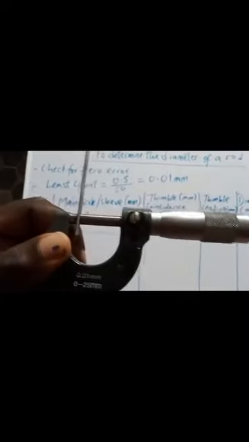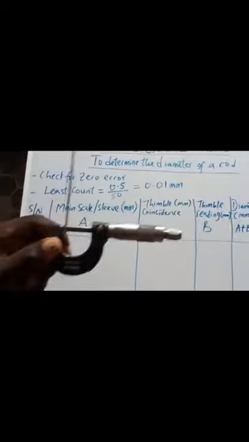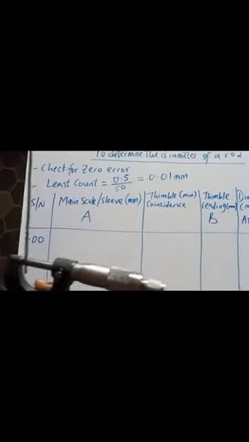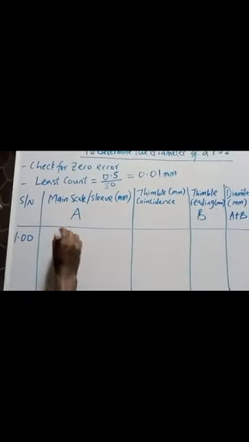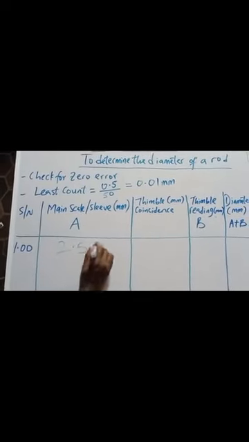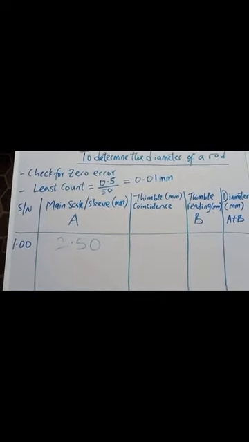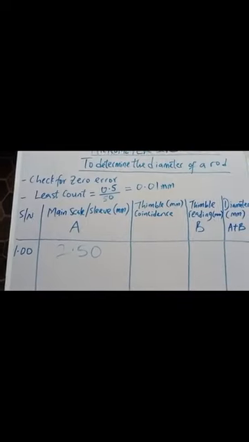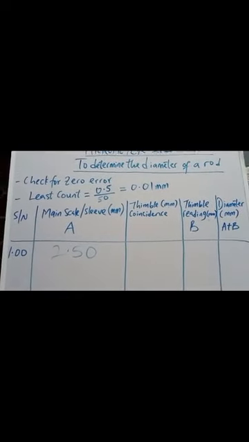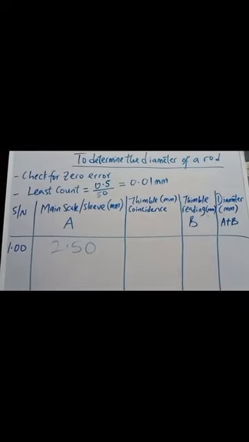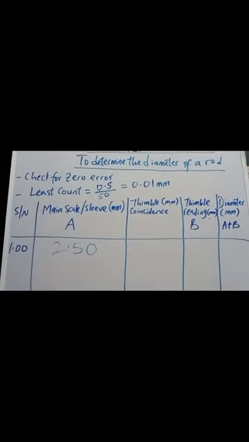Look at it closely again. From 0 to the first line, then from that first line to the second line, you can see. Then under, you see a tiny line. So that's what is making it 2.5. So on the main scale, I'm having 2.50. Don't forget, all readings are in millimeters.